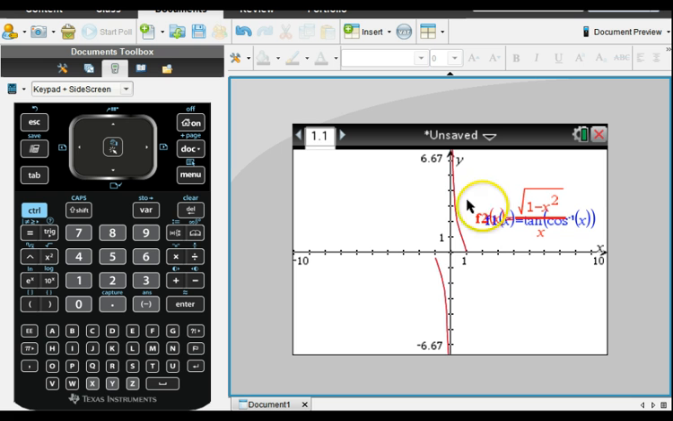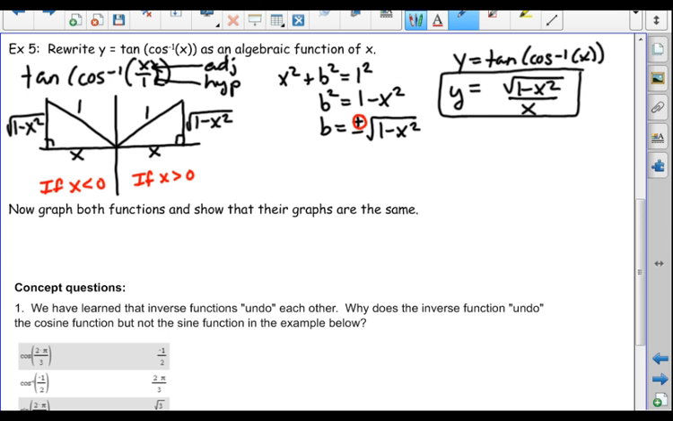And you can see that this graph exactly covers the first graph. So they're right on top of each other. So these two graphs are exactly the same. The functions are exactly the same. It's very odd to think that these two functions are exactly the same, but this is a useful way of rewriting as a rational function, or rewriting in an algebraic form, something that is in trigonometric form. So that's the purpose of this.